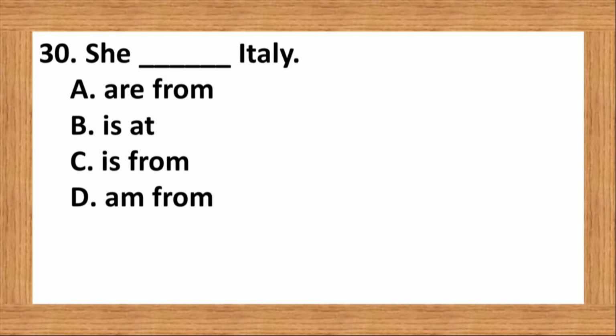(30) She blank Italy. A, are from. B, is at. C, is from. D, am from.